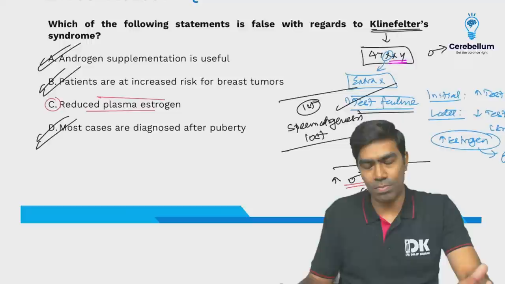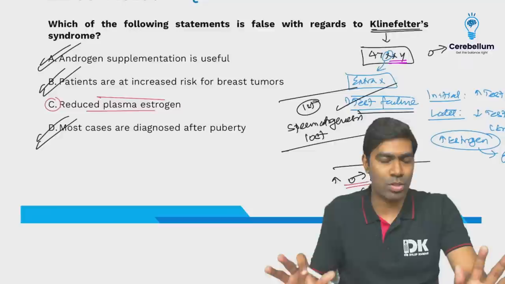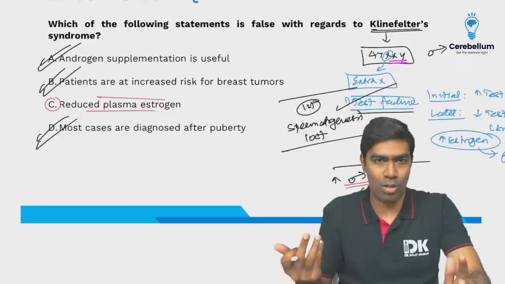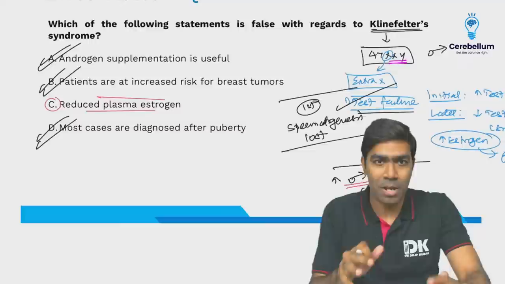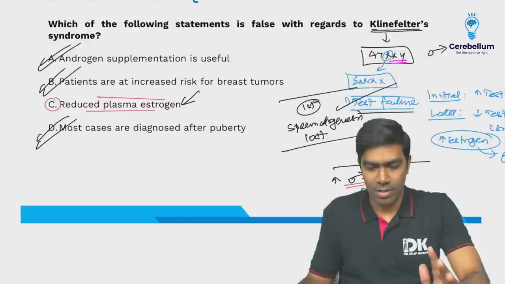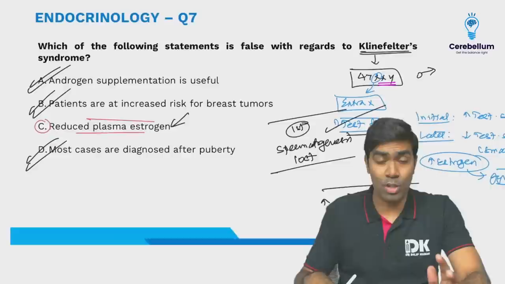Initiation of puberty is normal in most individuals, but the puberty will not progress any further because of failure of testicles. That's a stalled puberty rather than failure of puberty. Puberty occurs, but it fails to progress, stalled puberty. And reduced plasma estrogen. Okay, yes, that's wrong. Because the patients will have increased plasma estrogen, not reduced plasma estrogen. Reduced testosterone is correct, not estrogen. So that is all about question number 7, Klinefelter syndrome.